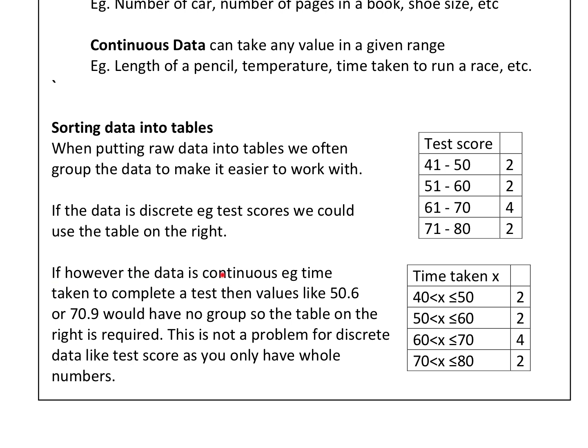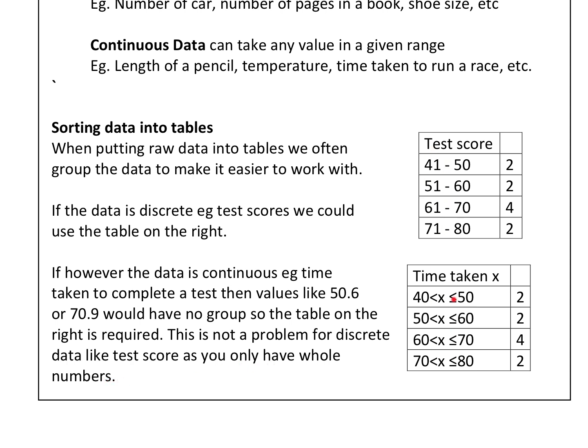But if, however, the data is continuous, remember that could be any value in a range. So for example, time taken to complete a test, then values like 50.6 or 70.9, you could have those values for your time taken to complete a test. And they would have no group here that they could go into. 50.6 lies in between, and 70.9 lies in between. So the table on the right here is required. Now, this is not a problem for discrete data like test scores, as you only have whole numbers. So if it's discrete, go with the easier one.